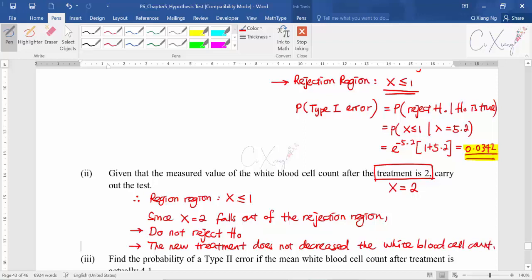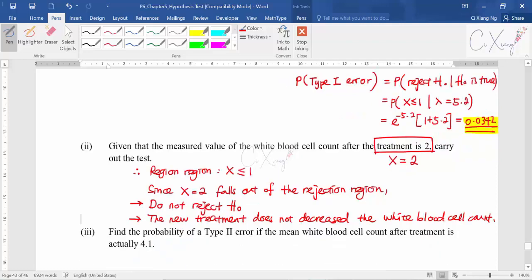Okay, because you accept the null hypothesis, therefore, the new treatment does not decrease the white blood cell count, if let's say you're having x equals to 2. Alright, okay, so this is how we do.